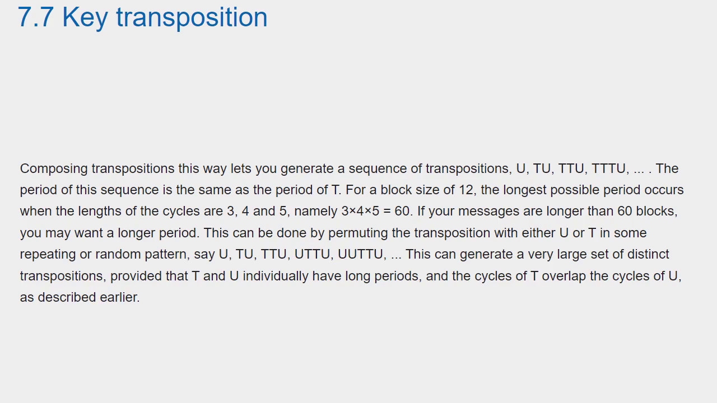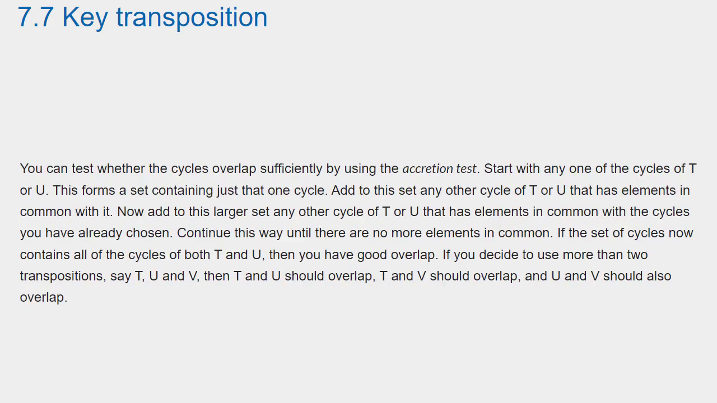If your messages are longer than 60 blocks, you may want a longer period. This can be done by permuting the transposition with either U or T in some repeating or random pattern, say U, TU, TTU, UTTU, UUTTU. This can generate a very large set of distinct transpositions, provided that T and U individually have long periods, and the cycles of T overlap the cycles of U, as described earlier.